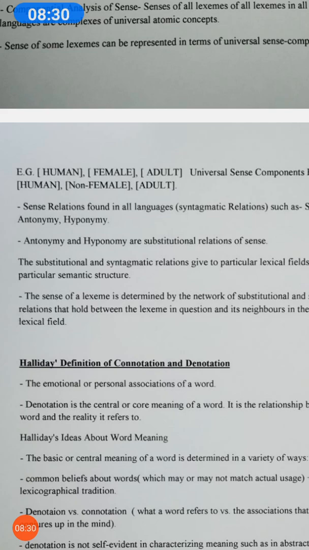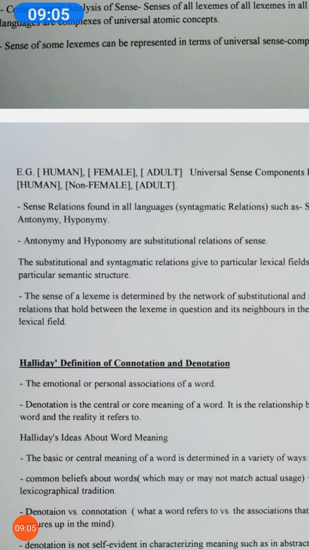So, once again, for John Lyons, if we integrate the substitutional and syntagmatic relations together, they give particular lexical fields. We skip to a higher level of semantic structure or taxonomy. These are the lexical fields where we have a particular semantic structure, as we will illustrate later on from the cognitive point of view by examples taken from Radford.